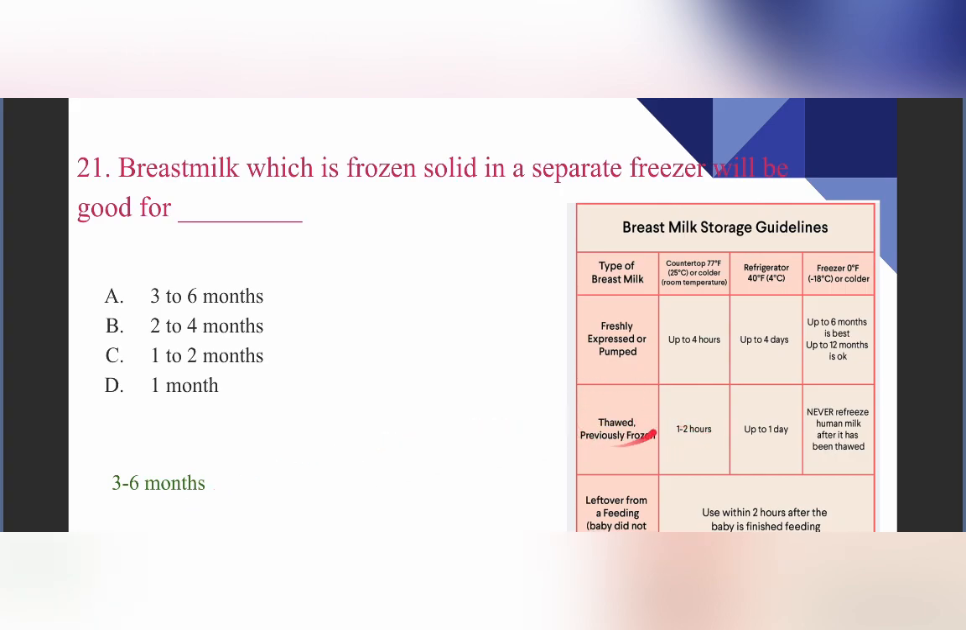Next we have thawed or previously frozen. So if somebody has already frozen the breast milk and thawed it, how long can we store it? If we are keeping it at room temperature, it should be around 1 to 2 hours. If it's being kept in the refrigerator, that is normal 4 degrees, it can be up to 1 day.